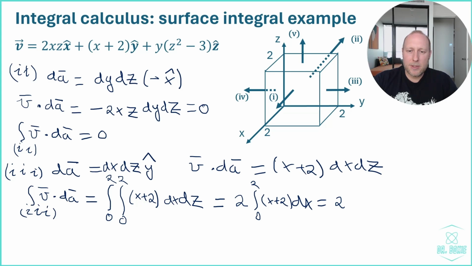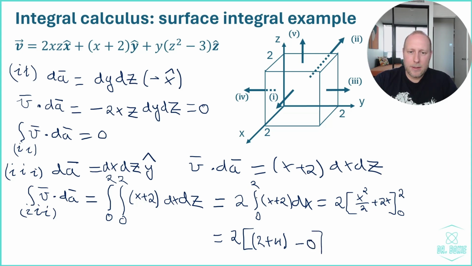And we're left with the integral from 0 to 2 of x plus 2 dx, while the 2 remains. The integral of x plus 2 is x squared over 2 plus 2x, which needs to be evaluated at 0 and at 2. And this gives us twice, evaluated at 2, 2 squared over 2, so that's just 2, plus 2 times 2, which is 4, minus everything evaluated at 0 just gives us 0, so it's 2 times 6, in other words, 12. So this is the flux through surface number 3.